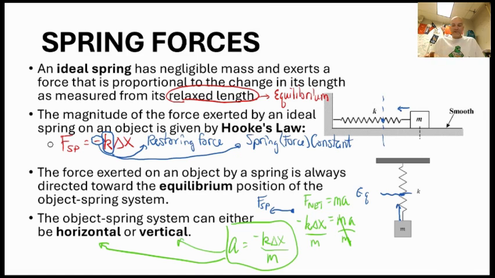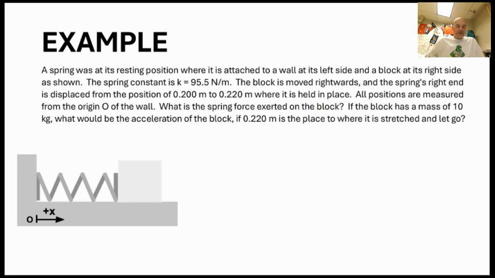All right, so let's look at an example problem involving these spring forces. So here we have a spring. It's on a surface. The spring constant is 95.5 newtons per meter. The block is moving rightwards, and the spring's right end is displaced from 0.200 meters to 0.220 meters where it's held in place. All positions are measured from the wall, or from the origin, which is the wall. What is the spring force exerted on the block? Now, if the block has a mass of 10 kilograms, what would be the acceleration of the block if 0.220 meters is the place where it's stretched to, let go?